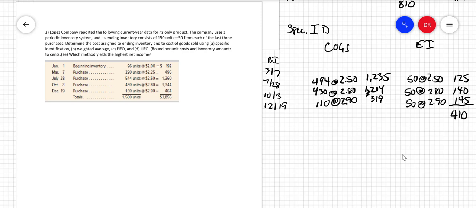And then all of the other costs are going to be included. So on March the 7th, all 220 units are here at $2.25 for $495. Beginning inventory then is 96 units at $2, and that equals $192. Our total then, when we're looking at cost of goods sold, is $3,445.